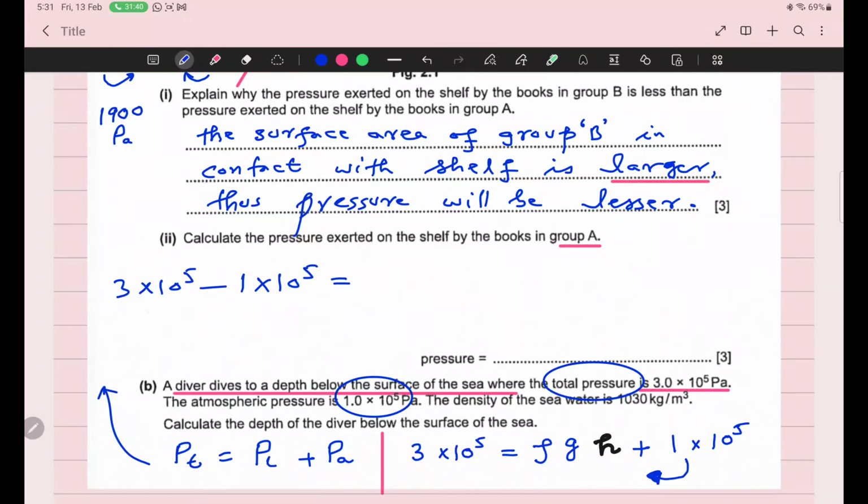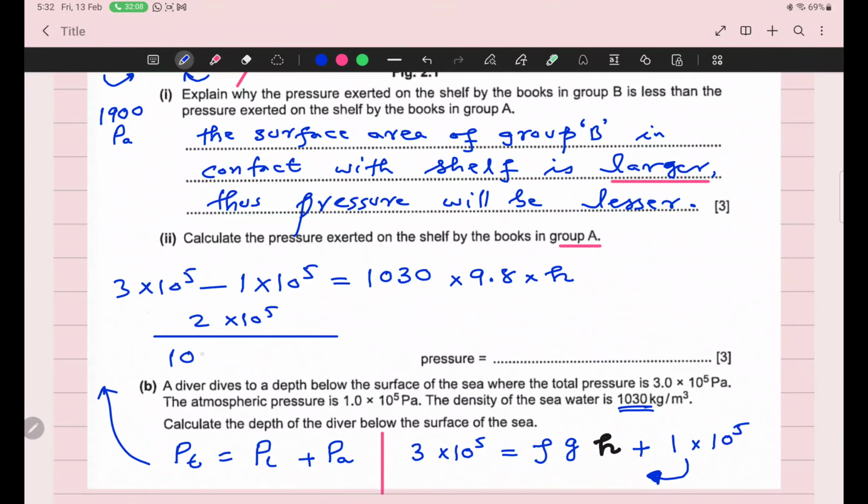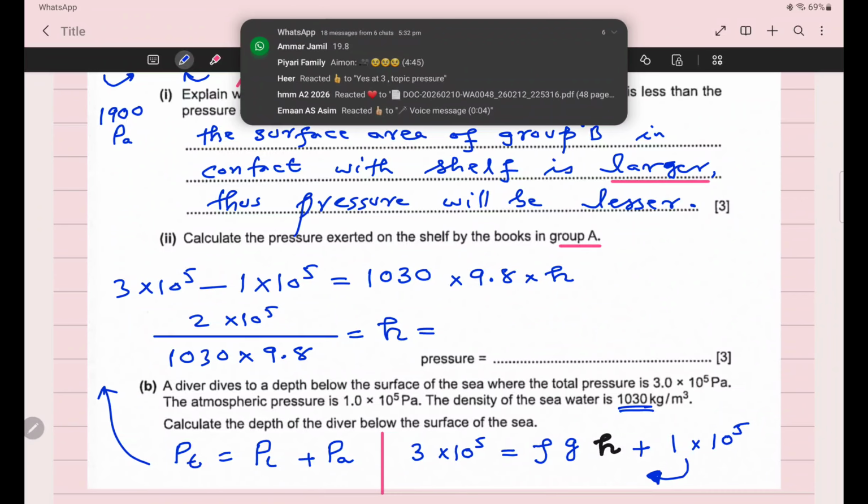Rho is the density, and the density of seawater is given, it is 1030, into gravity, which is 9.8. We have to calculate depth. Now I am solving. 3 minus 1 becomes 2 exponent 5, divided by 1030 into 9.8. And if you solve it, what is the depth? It is 19.8.